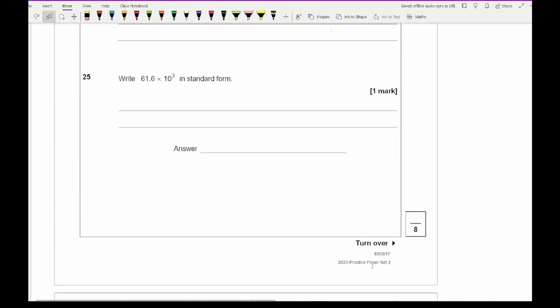Moving on to question 25, it says write 61.6 times 10 to the power 3 in standard form.